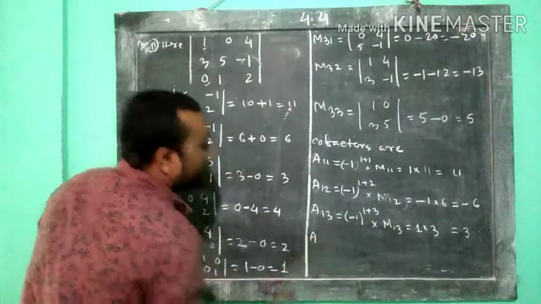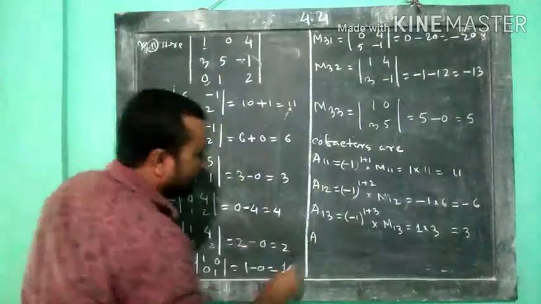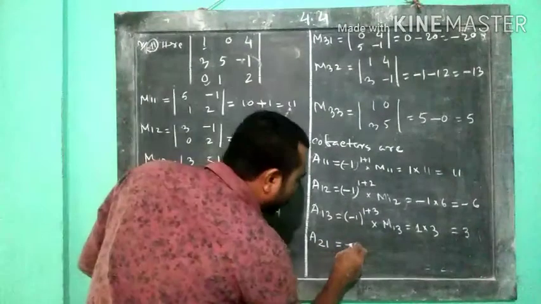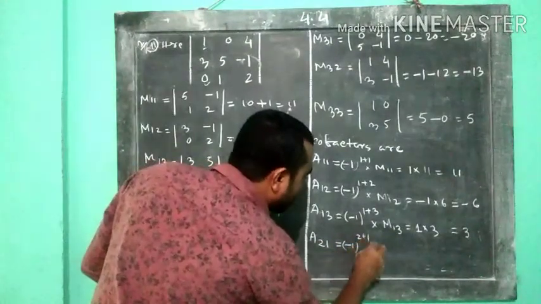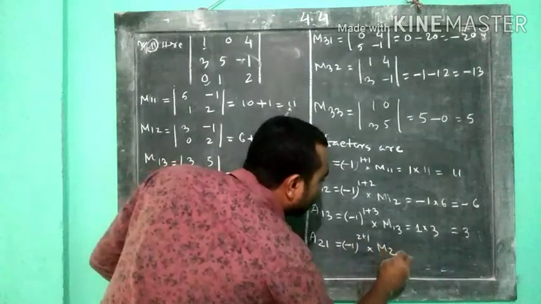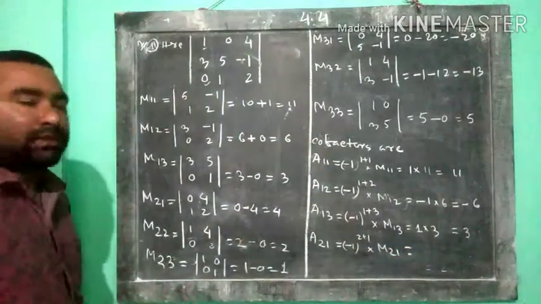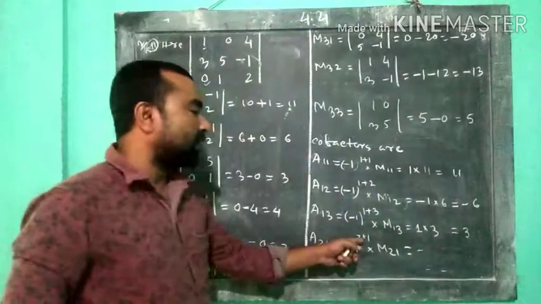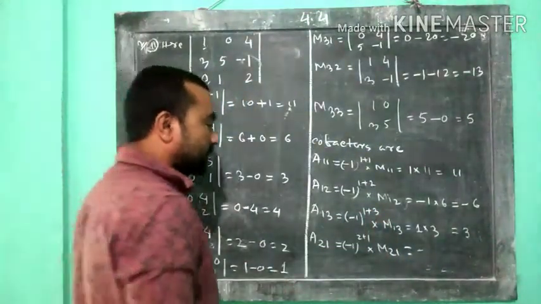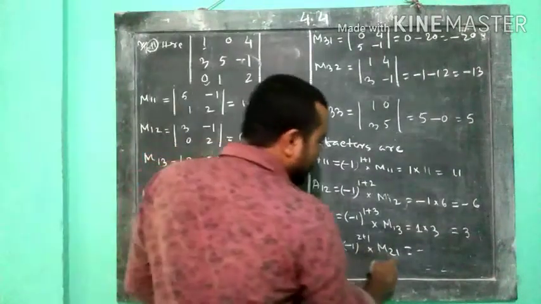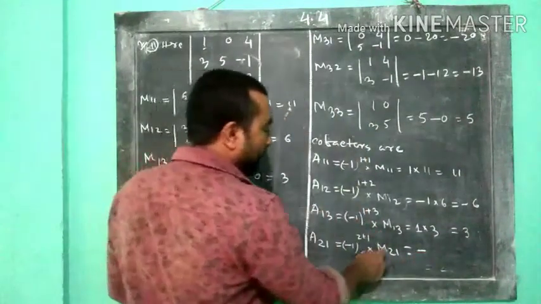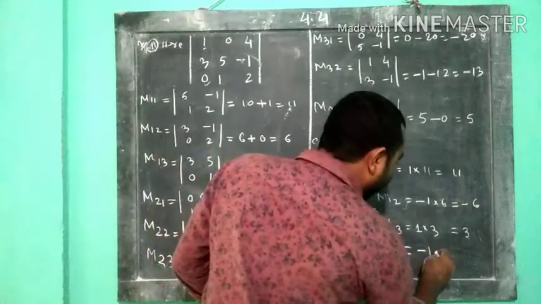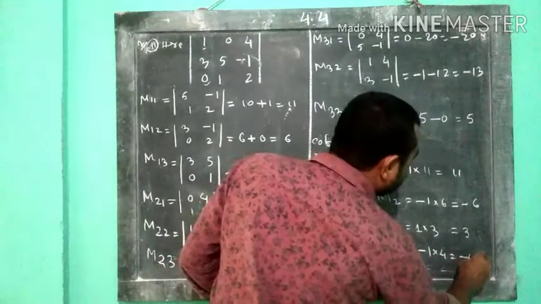So the cofactor of element A21 equals what? A21 is minus 1 to the power 2 plus 1 into M21. 2 plus 1 is 3, and 3 is not an even number, it is an odd number. So the sign is negative, negative into M21. The value of M21 is 4, so minus 1 into 4 equals minus 4.